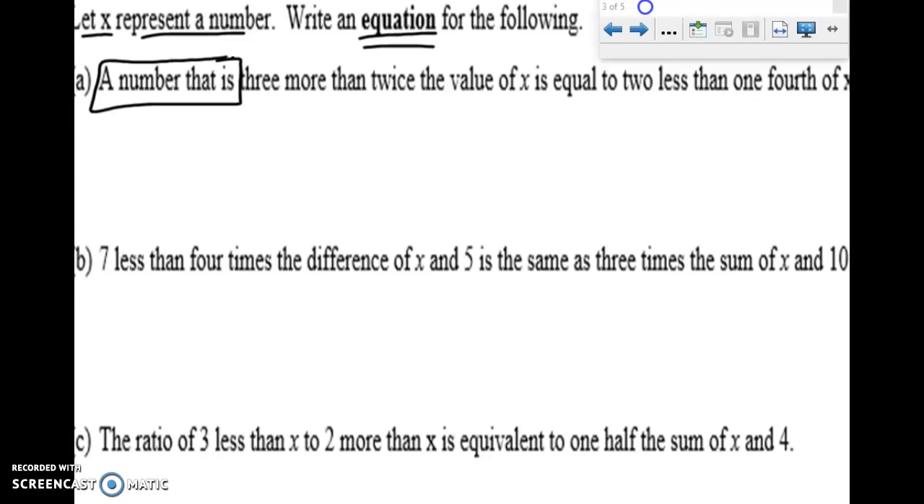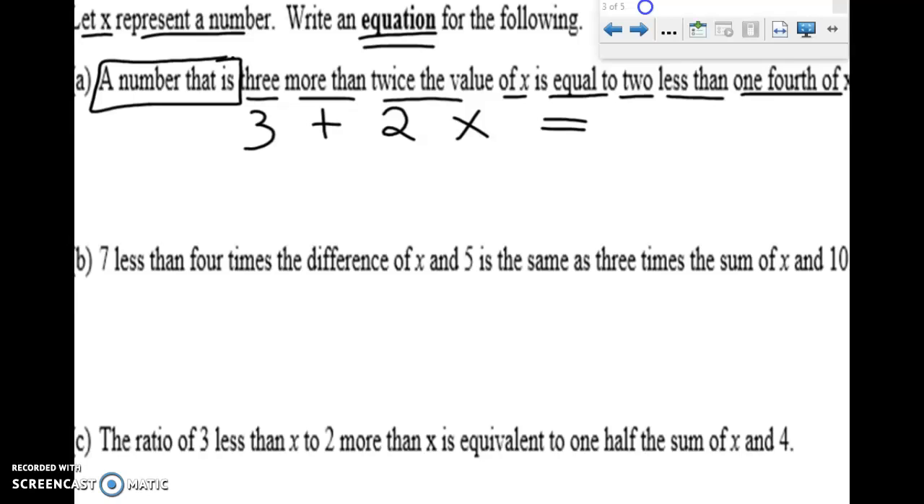But here's where it gets important. 3 more than twice the value of x is equal to, wonder what that means, 2 less than 1/4 of x. All right, there it is underlined. Always good to go back and annotate. 3 plus twice the value, there's our variable, is equal to is our equal sign, 2 less than 1/4 x. So there's our annotations. Now it's up to us to write a final product, because the annotations don't always give us the answer.